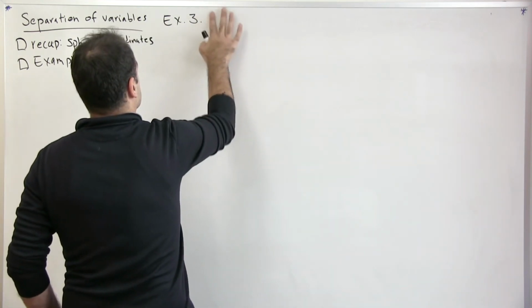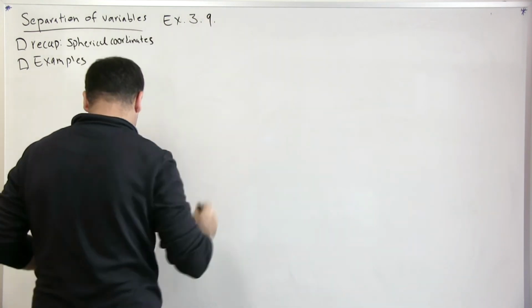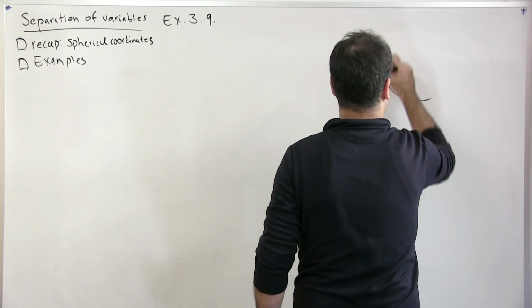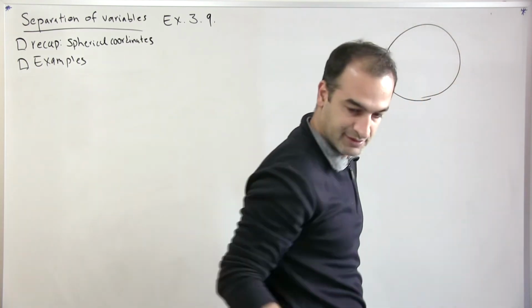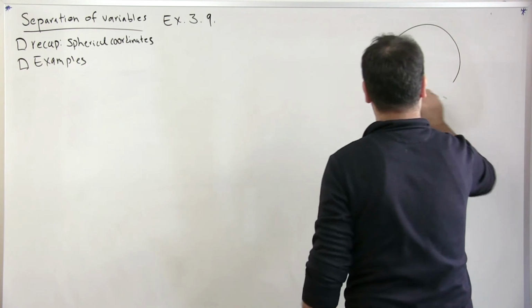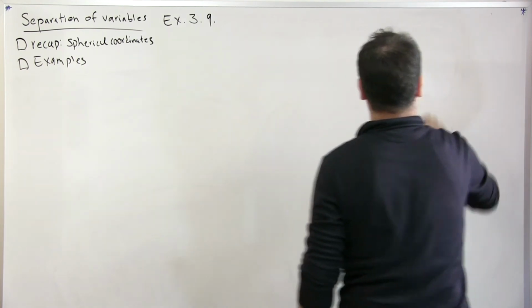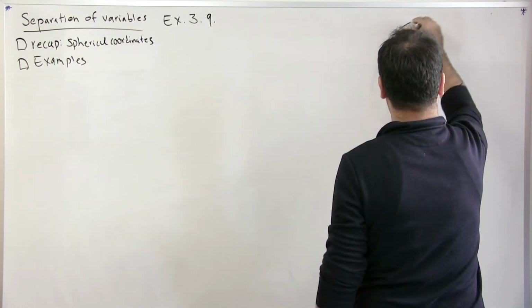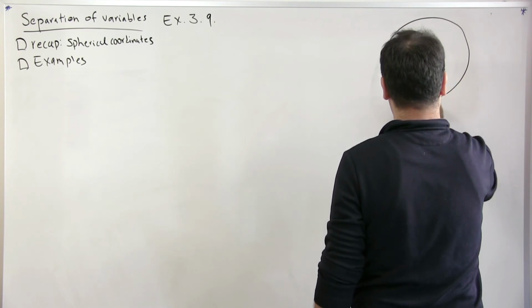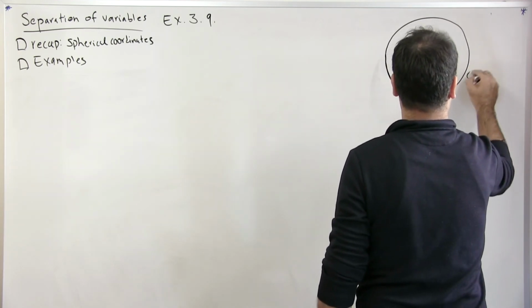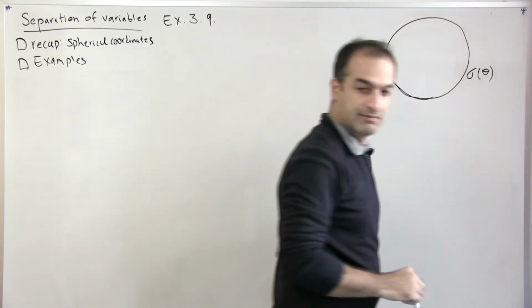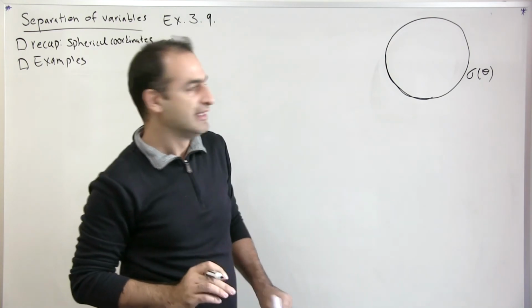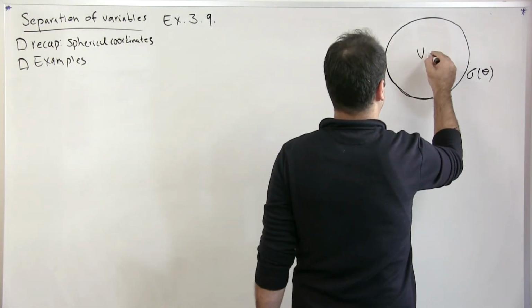Right, so this is 3.9. We have a sphere. The surface charge density sigma of theta is specified on this chart. And now the question is, what is the potential inside?